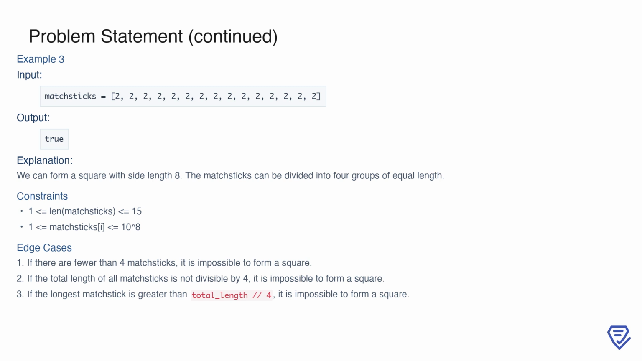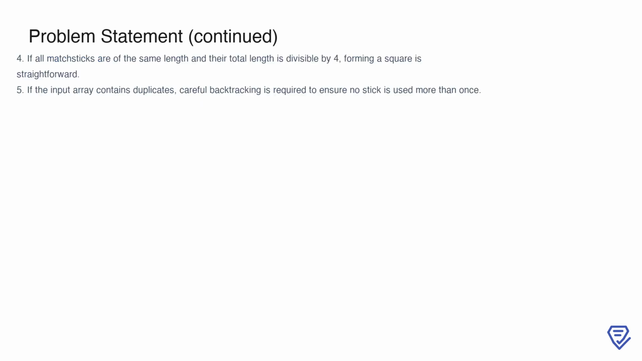Speaking of conditions, let's review some important constraints and edge cases to consider when solving this problem. The length of the input array is between 1 and 15, and each matchstick's length is between 1 and 10 to the power of 8. There are a few critical edge cases to keep in mind. First, if there are fewer than 4 matchsticks, it's impossible to form a square. Second, if the total length of all the matchsticks is not divisible by 4, forming a square is also impossible. Third, if the longest matchstick is greater than the total length divided by 4, we cannot create a square.